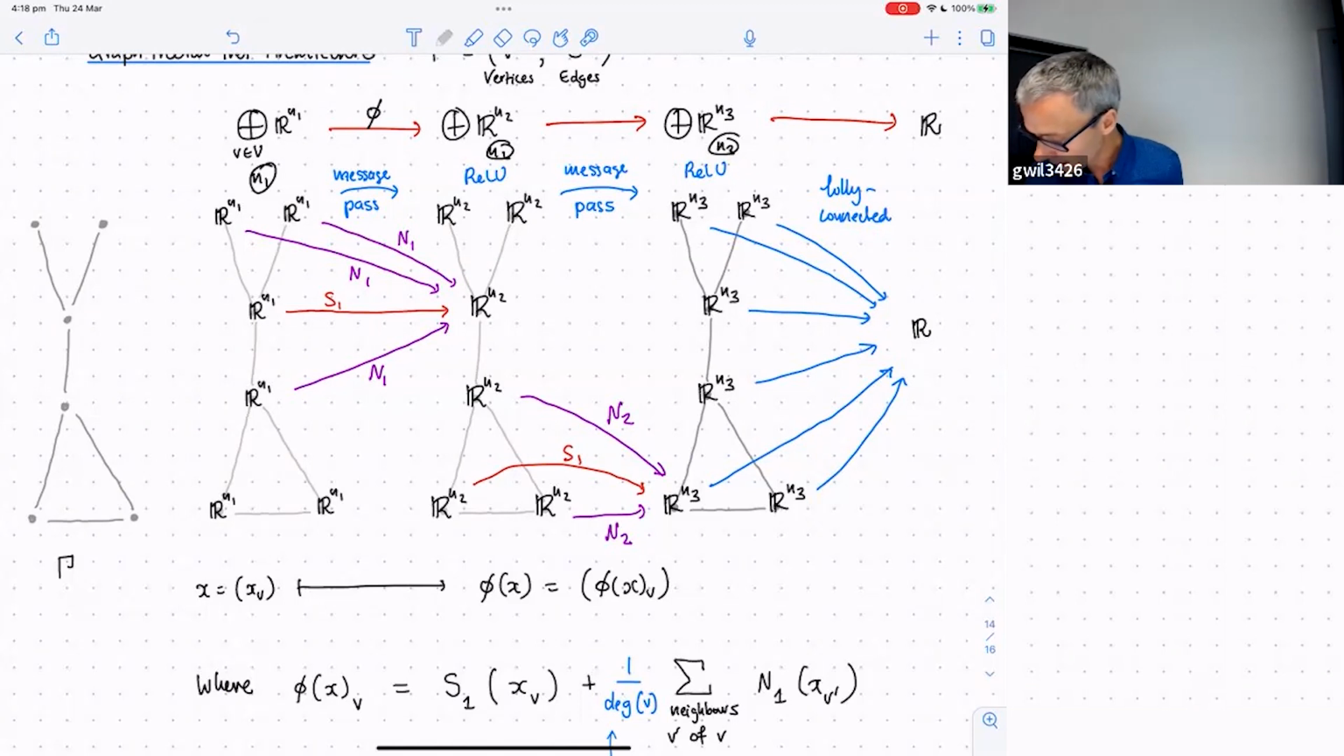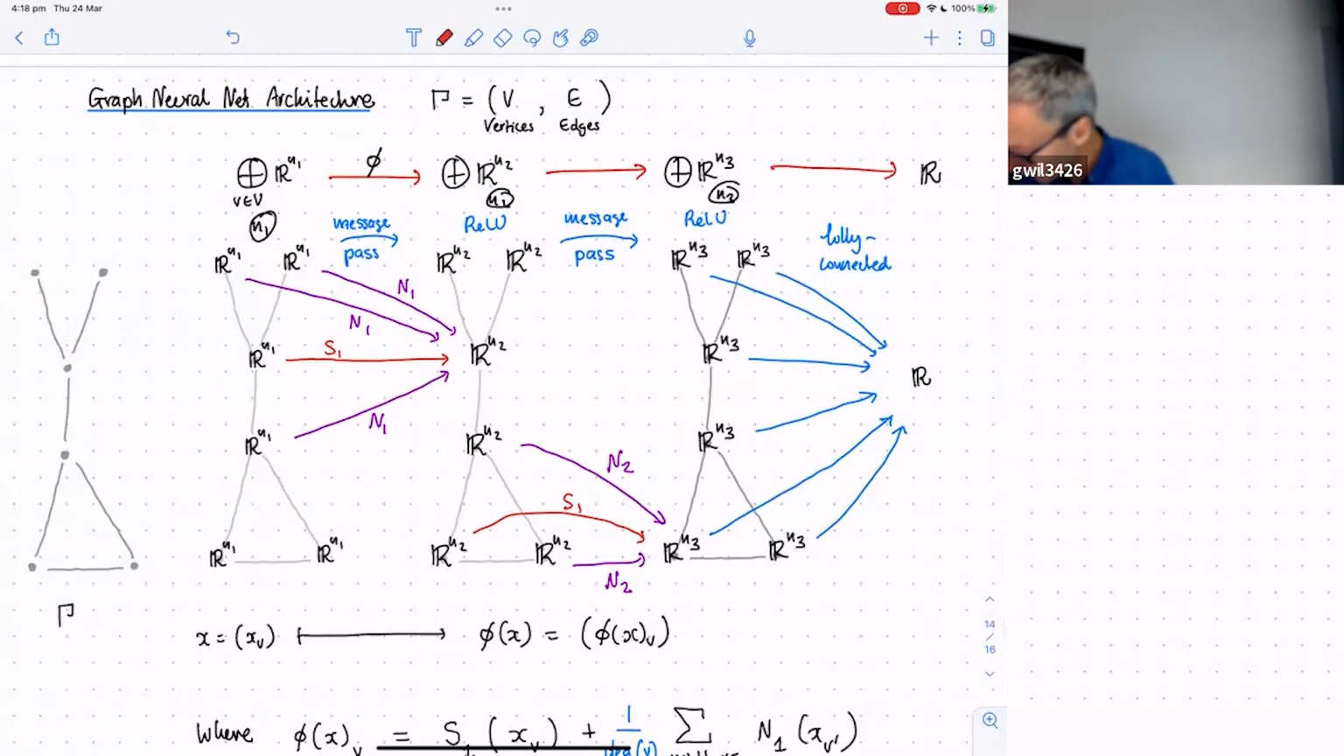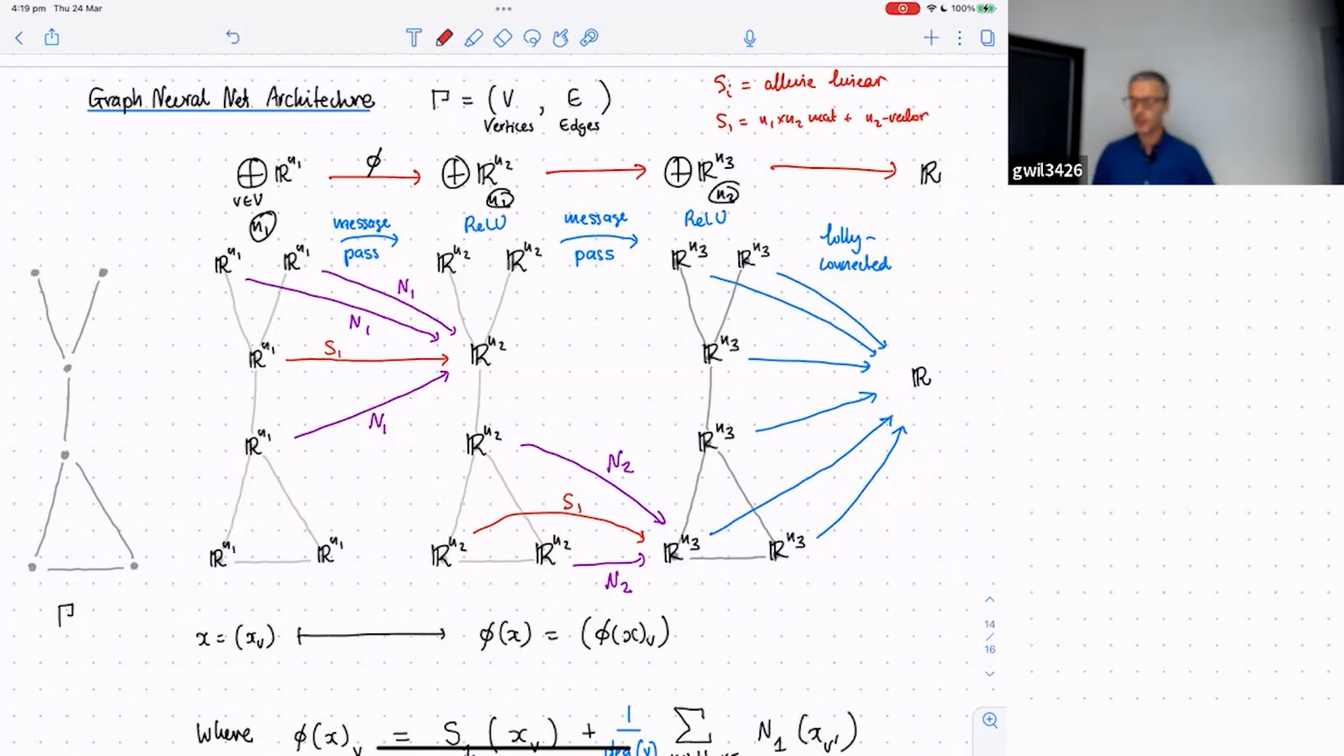And as usual, S1 is affine linear. Okay, so S1 is an N1 times N2 matrix plus an N2 vector. Okay, so each of these, yes, thank you, Brian. This should be an S2.